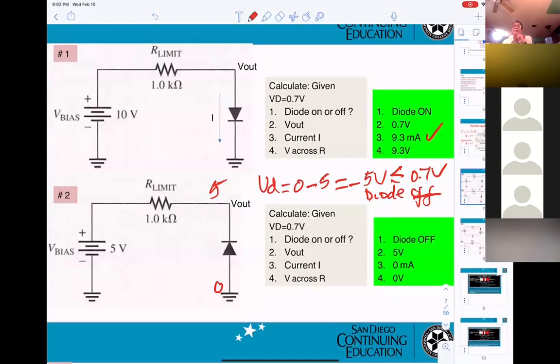If you do not agree with me, let me know. Hey, Mr. Pham, you said VD equals VA minus VC, right? And you understand? Okay, I get it now. So VA is 0 and VC is 5. Right. So the voltage across the diode is minus 5 volts.